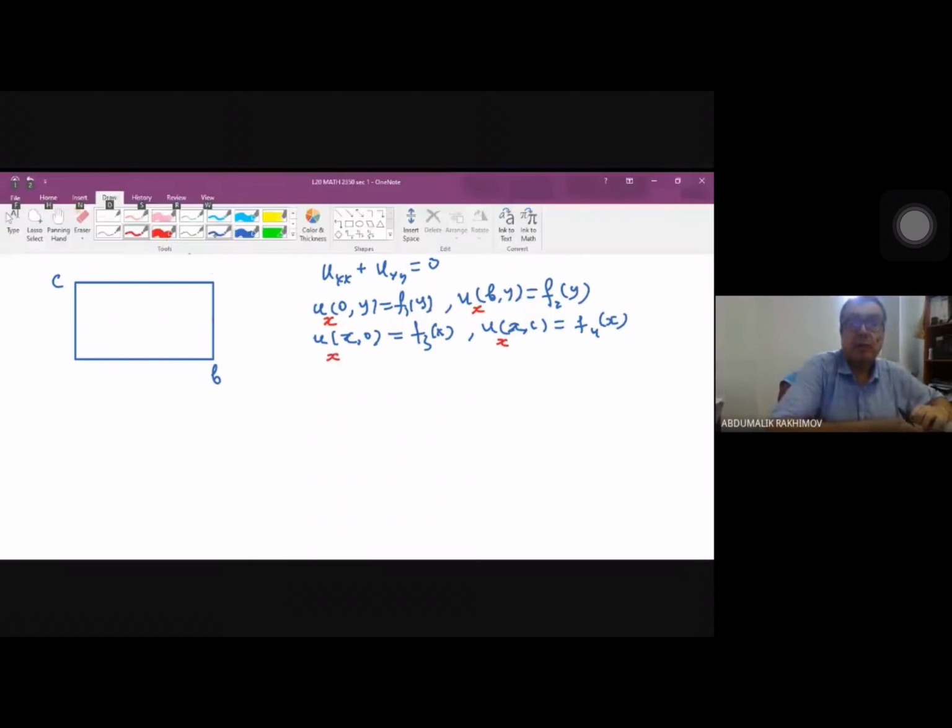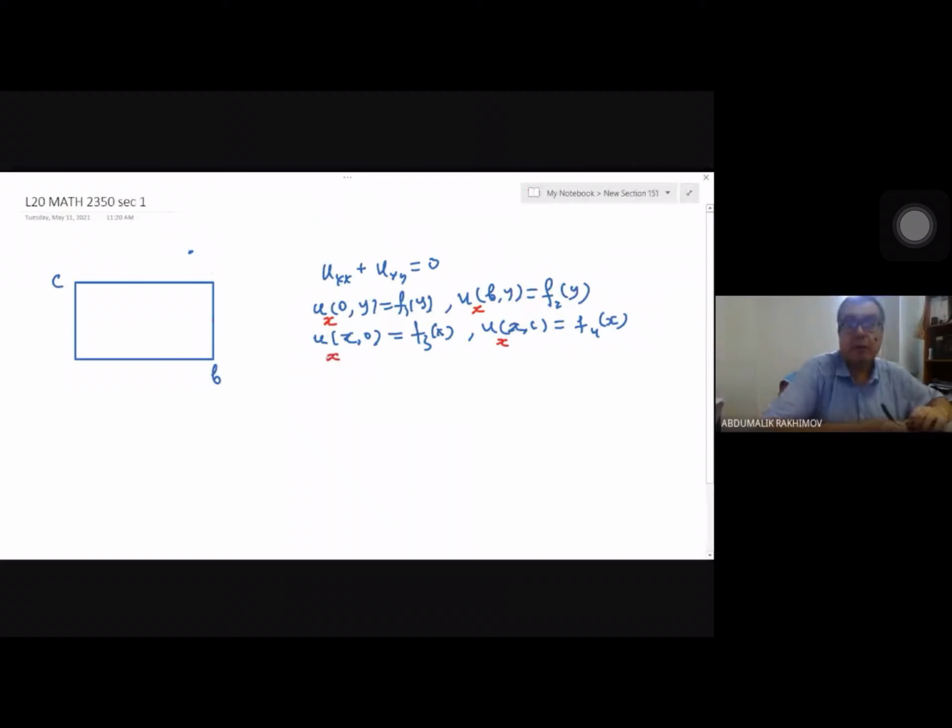So how do we solve it? We solve it using separation of variables. First we bring it to 3 zero conditions. So we can split this problem into 4 problems, and each problem will have 3 zero boundary conditions, and we solve it. So that was for the rectangular plate.